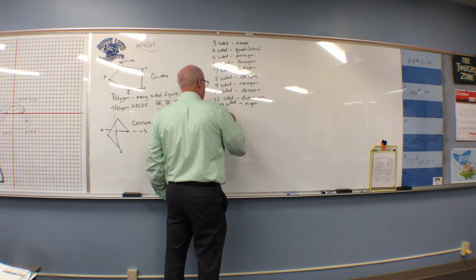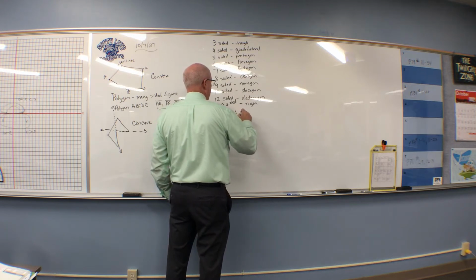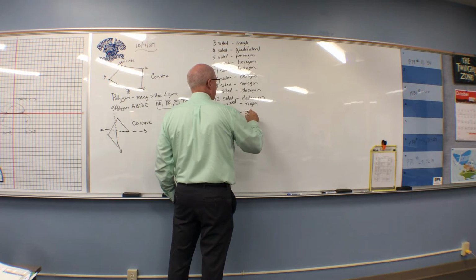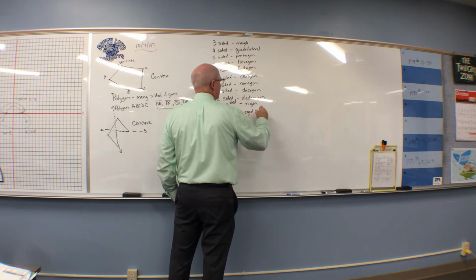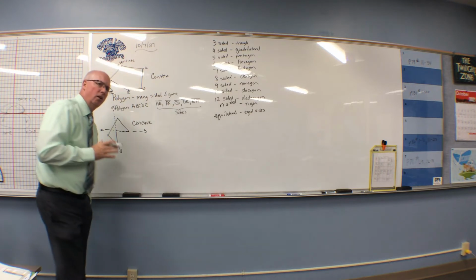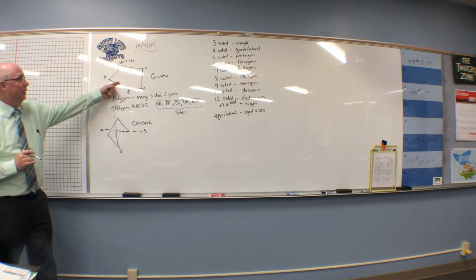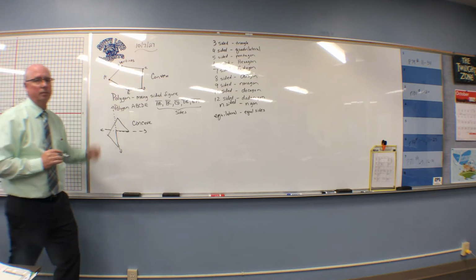Equilateral polygons. Equilateral means equal sides. So if I say an equilateral polygon, I mean that all the sides are equal in that particular polygon. This one is not an equilateral polygon because the sides aren't equal.